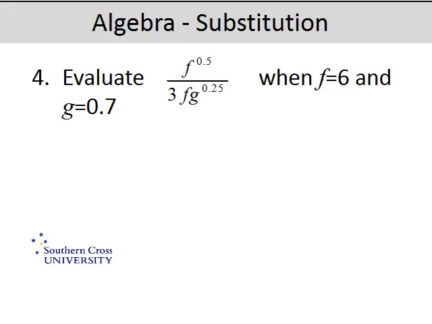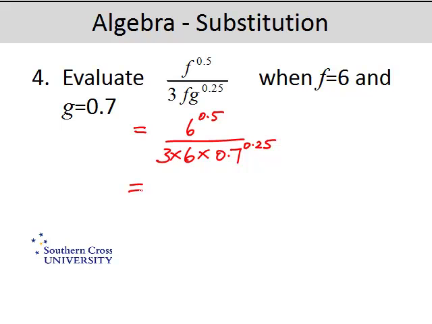We're asked to evaluate this expression, which contains some pretty nasty exponents. Now, just writing this out, substituting our numbers, f to the 0.5 is going to be 6 to the 0.5 over 3 times f, which is 6, times g, which is 0.7 to the power of 0.25.